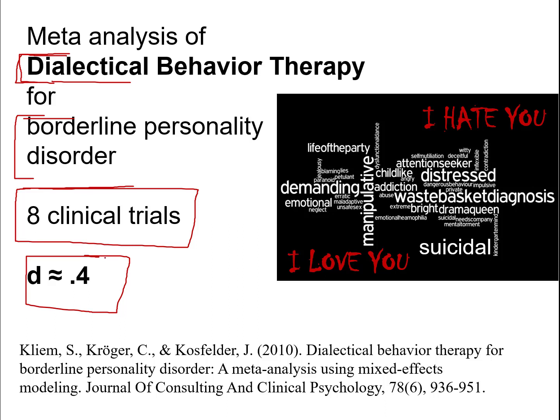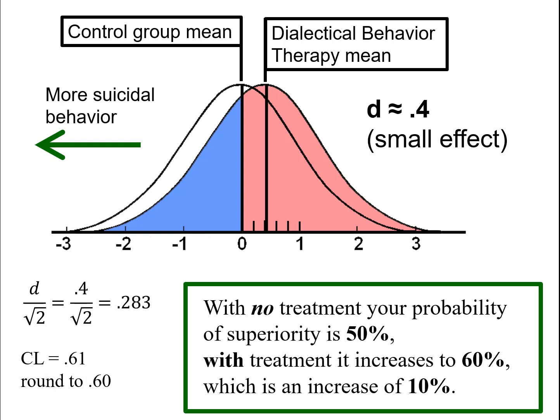So what does our illustration of a d-statistic of 0.4 look like? Here is my illustration of a d-statistic of 0.4, illustrating the effectiveness of dialectical behavior therapy as a treatment for borderline personality disorder. So again, we're looking at clinical trials where there's a control group that received no treatment and a treatment group that received dialectical behavior therapy.